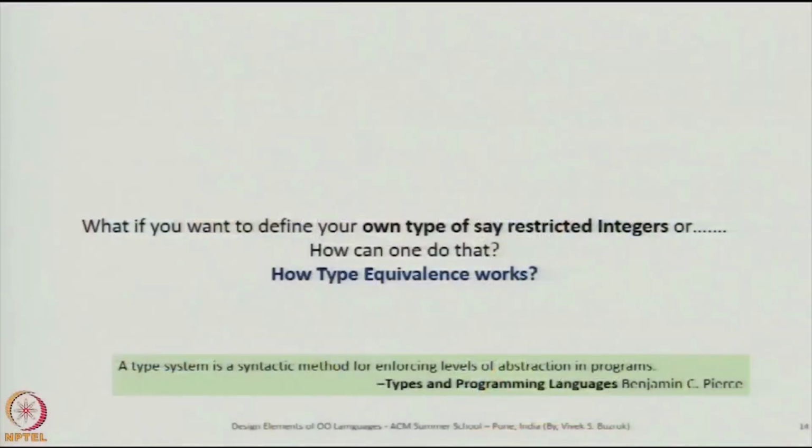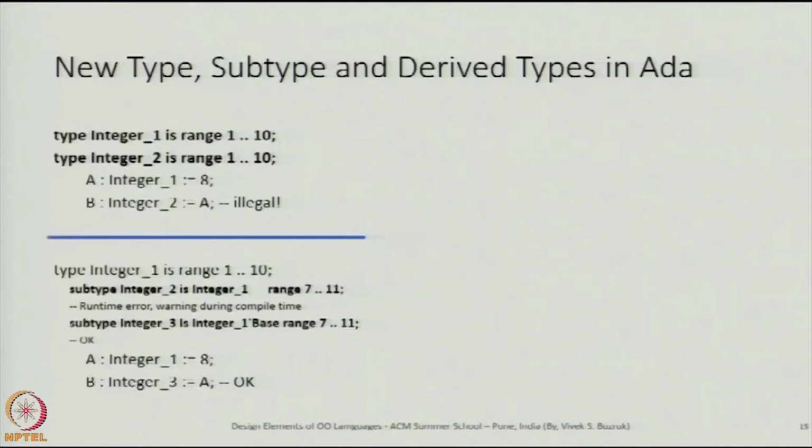It's a very interesting statement actually. There is a book by Benjamin Pierce, Types and Programming Languages. If you get hold of that book, do read that. It's a very good book. A type system is a syntactic method of enforcing levels of abstraction in programs. Difficult to understand? Think about it. It's a very appropriate statement, and I always like that in fact.